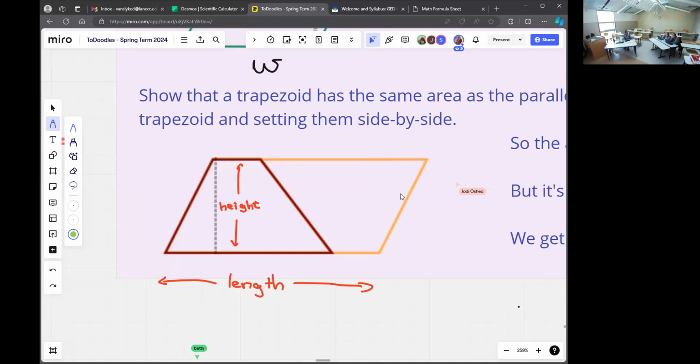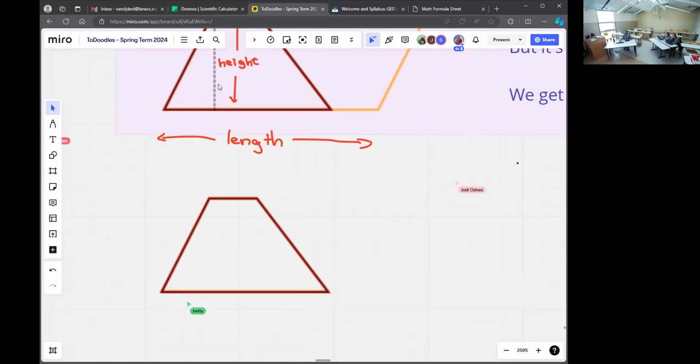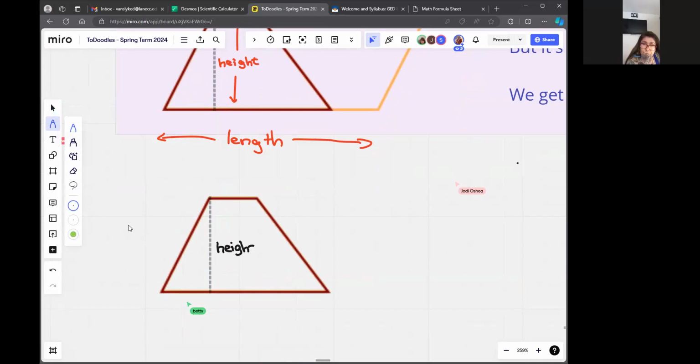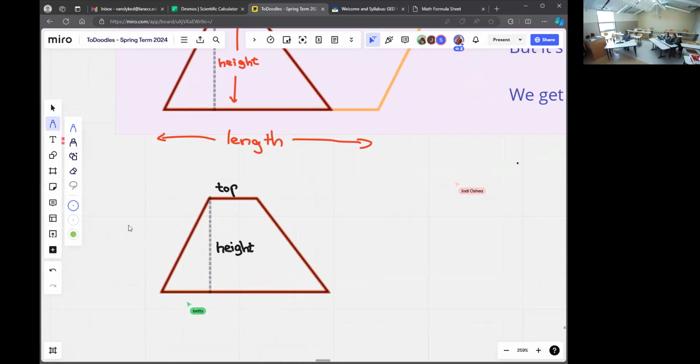So I need these two things, but that's not what they give me when they give me a problem like this. They will give me the height, I'm okay with that. But instead of the length, they will say, just of the red one, what is its top and what is its bottom? So what they will actually give you on a test is the height, the top side, and the bottom side. Are you with me so far?